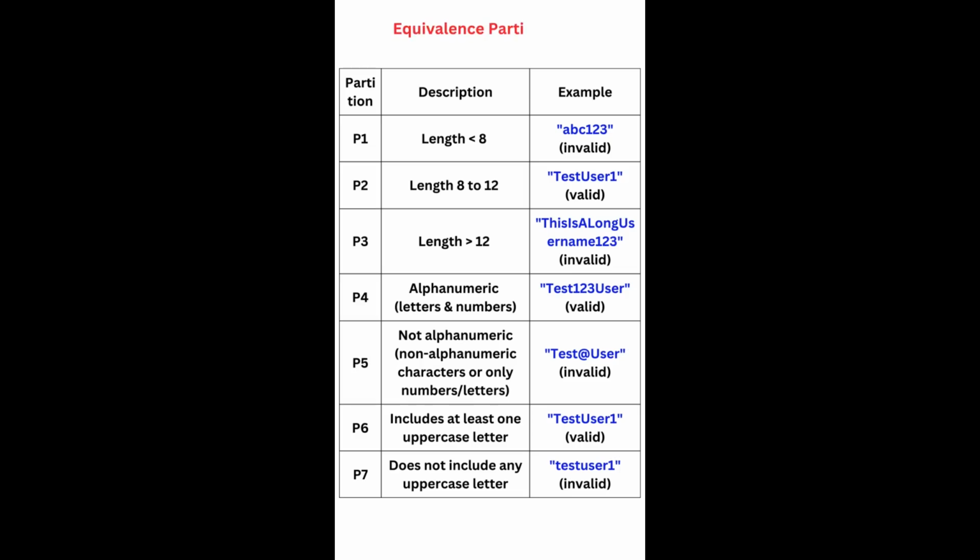Partition P1, length less than 8. P2, length 8 to 12. P3, length greater than 12. P4, alphanumeric, contains letters and numbers. P5, not alphanumeric, contains non-alphanumeric characters or only numbers, letters. P6, includes at least one uppercase letter. P7, does not include any uppercase letter.